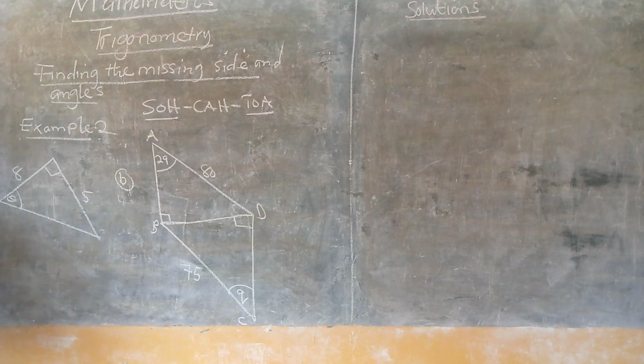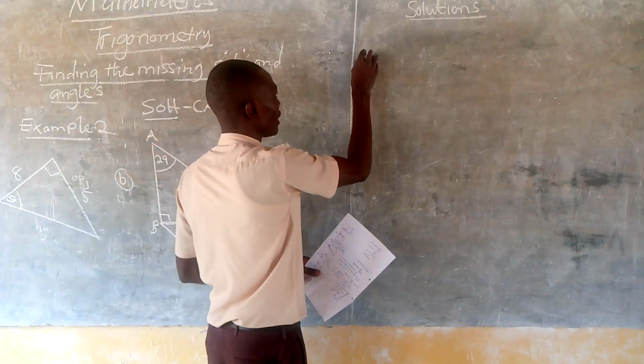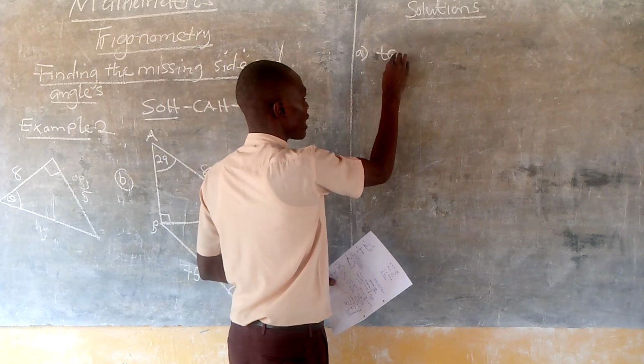So this shape has 3 sides. Where this right angle is facing, it is our hypotenuse. And the acute angle which has been given, where it's facing is our opposite. In this case, we have been given the opposite side and then the adjacent side. For us to find theta, we're going to use tan. So we're going to use tan theta.